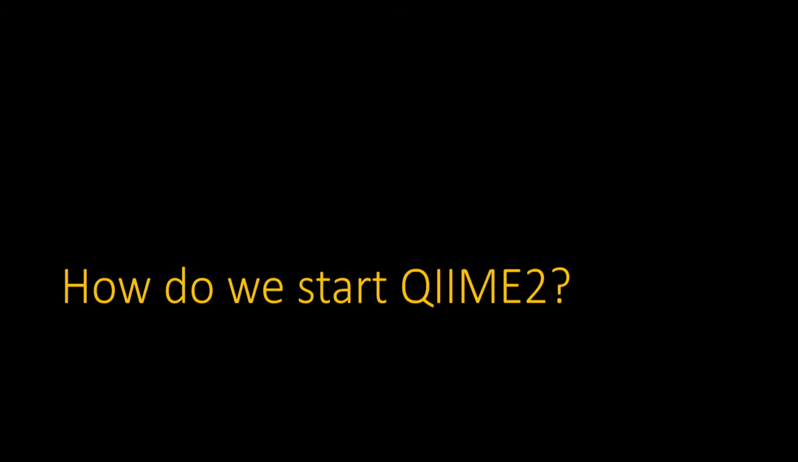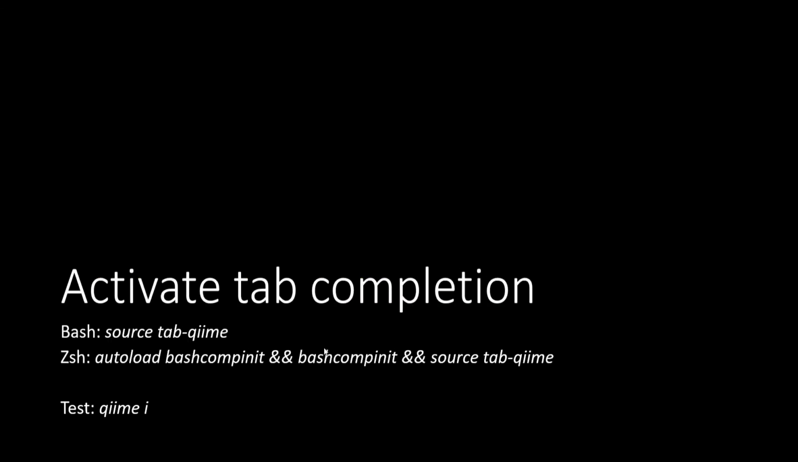And before we do that, we'll want to start QIIME2. To start QIIME2, you're going to run the command conda activate QIIME2-2020.8. This version number might change if you update QIIME, so be aware of that.